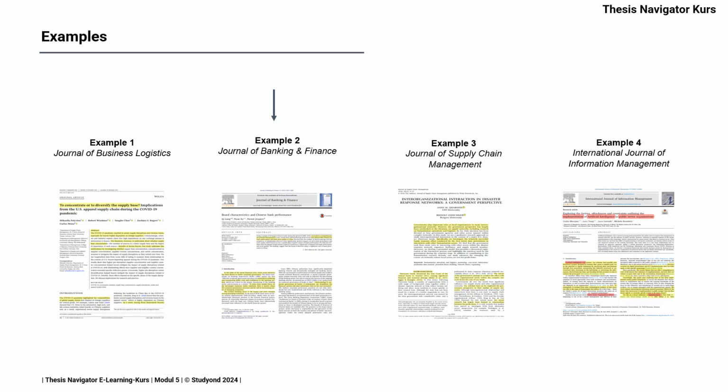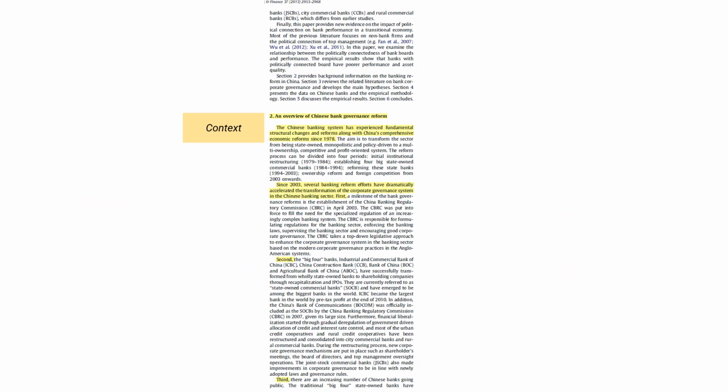The second example is an article in the Journal of Banking and Finance, where the authors investigated whether and how the composition of boards in the 50 largest Chinese banks affects the performance and asset quality of each bank. When you look at how these authors structured the literature section, you will notice that they also start by describing the context of their work and analysis.